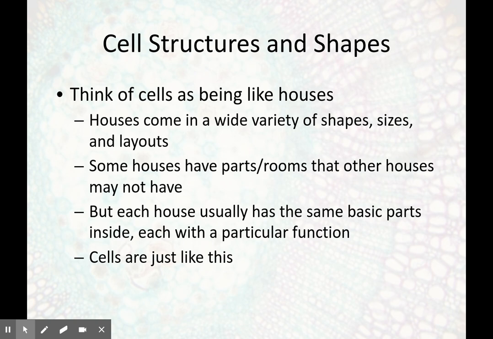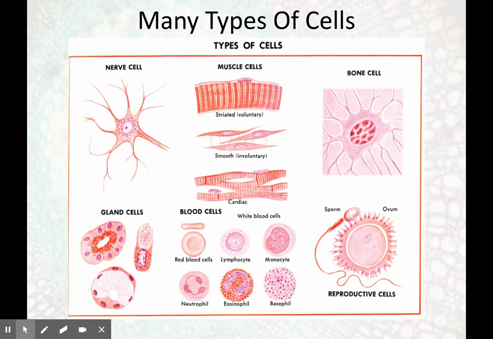Every house or apartment will have a kitchen, and they will have a bedroom. They will have a bathroom, things like that. And each one of those rooms does have a particular function or job. Well, cells are going to be like this. You're going to have cells that are very specialized, and they're going to have parts that other cells are not going to have. And all cells are going to have the same basic parts.